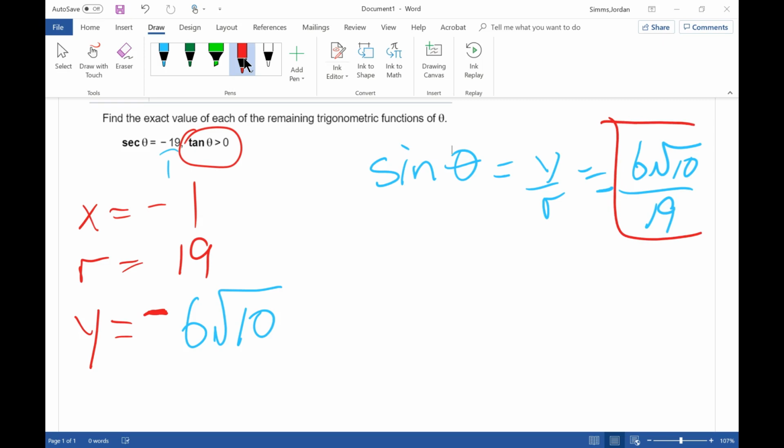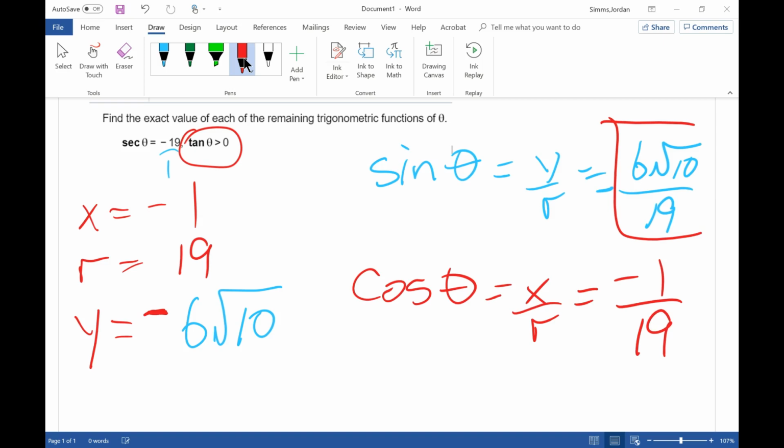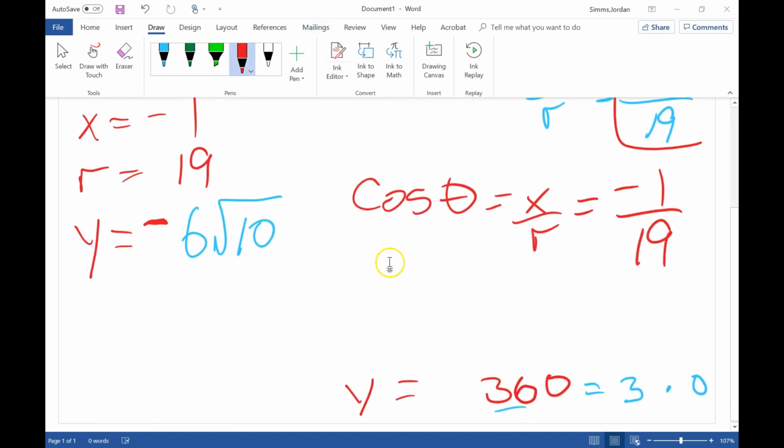Our cos theta, we already know that, but again, we could write it right out if you want. Cos theta is x over r. Remember, x is negative 1 over 19, or just negative 1 over 19, right?